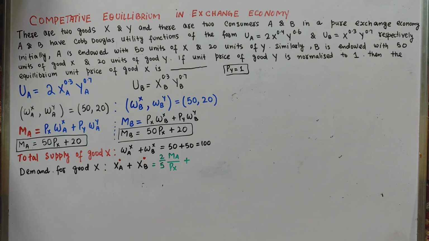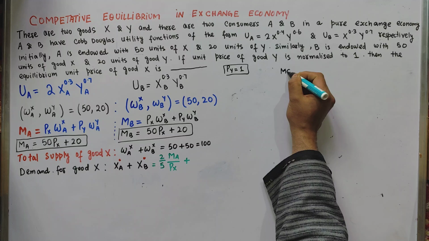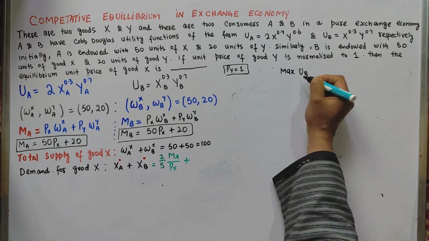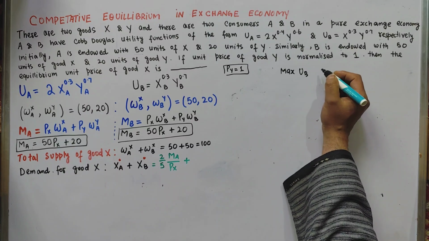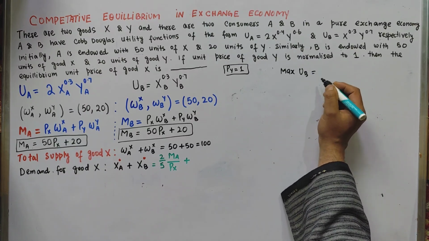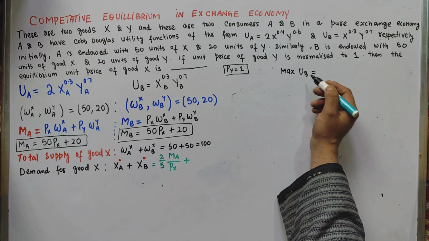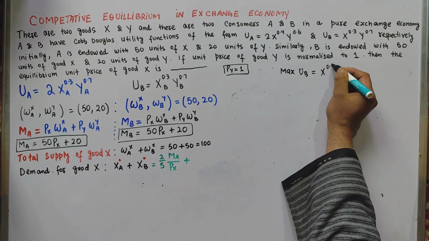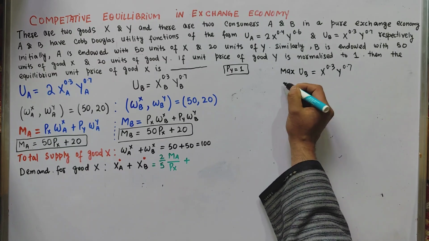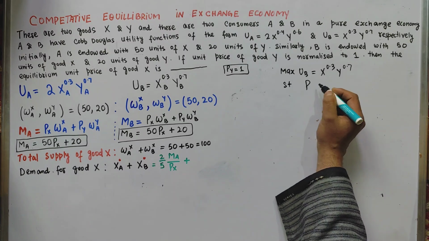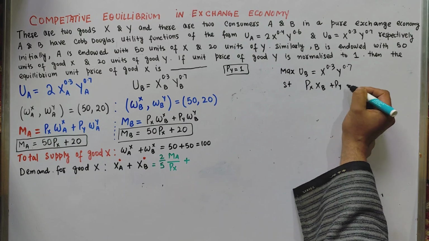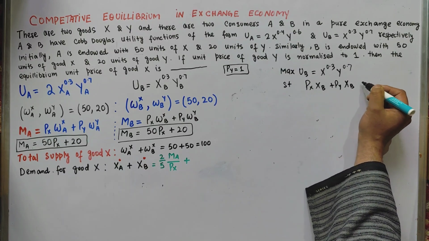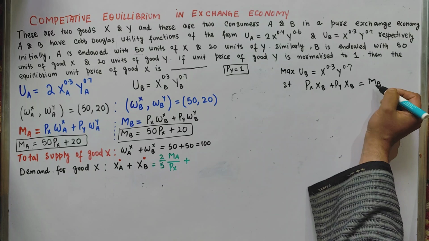For that what will we do? We take the utility function of the consumer B, that is, we want to maximize the utility function. I will not explain it, I will do it a bit fast here. Okay, maximize utility function of person B, which is x raised power 0.3 times y raised power 0.7, such that price of x into units of x plus price of y times units of y by person B should be equal to the income of the person B.